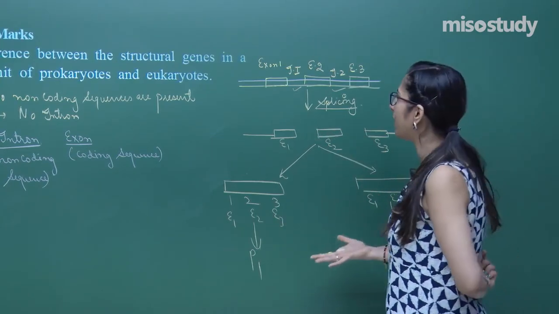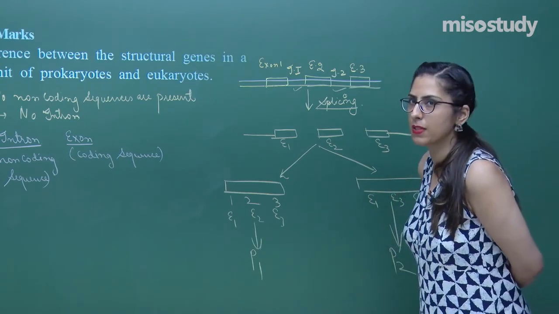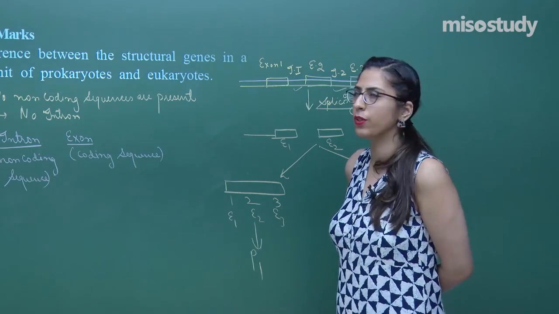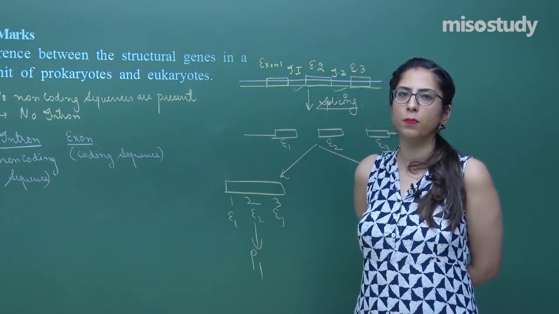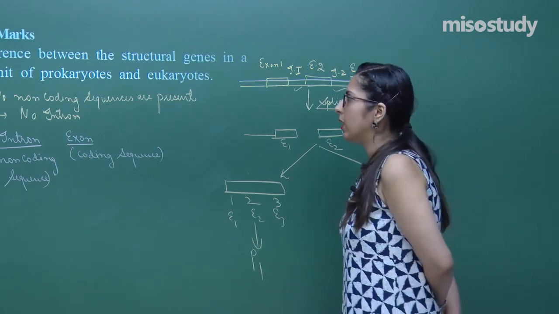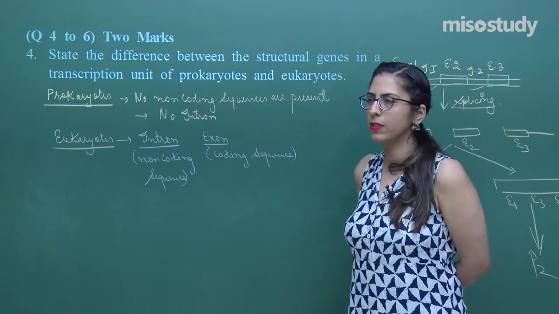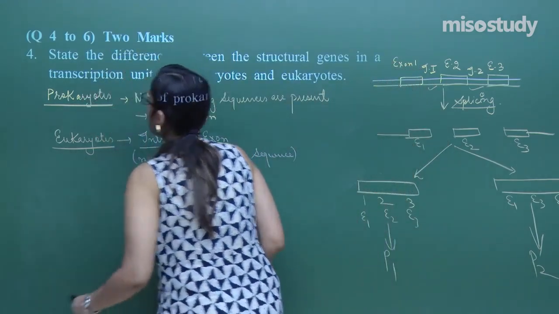This is because of the presence of these intron sequences, or the non-coding sequences, which are present in them. So, this is the significance of these introns, which are only present in eukaryotes, and not present in prokaryotes, right? So, hope you can write about this question, that is question number 6. You can easily attempt a subtitle question. Now, let's move on to the next question.